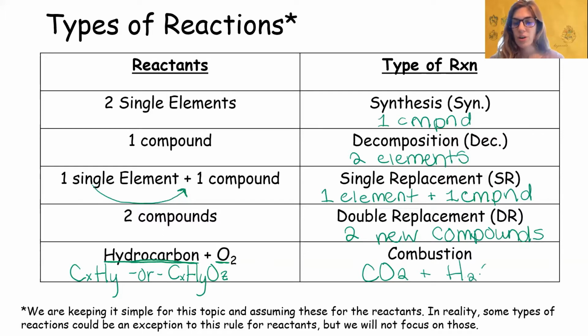and H2O, carbon dioxide and water. And it's easy because you don't even have to worry about doing cross and drop or anything. It's just automatically CO2 and H2O, and you can jump straight into balancing.